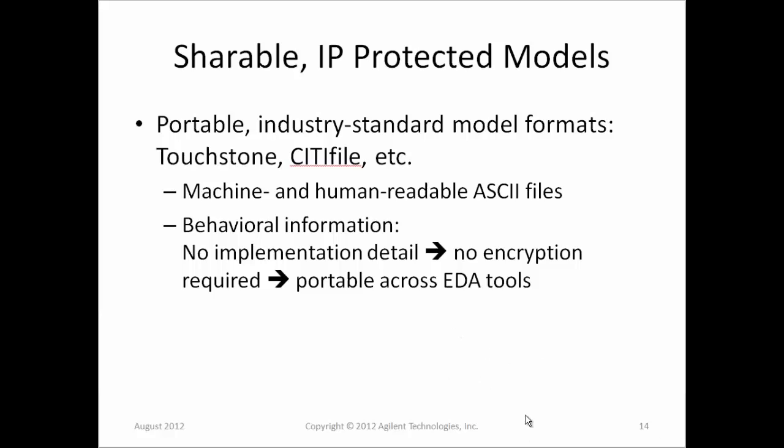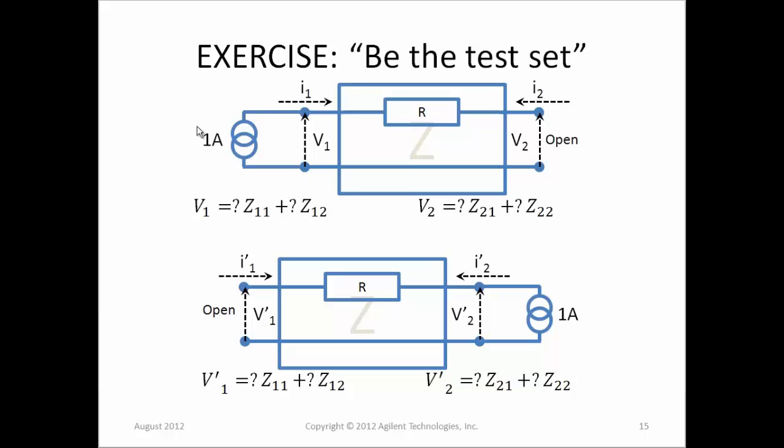Well, there are a couple of problems. Let's explore why we don't use Z parameters very much. So I want you to be the test set again. This time I want you to do a series R and try and calculate the Z parameters for a series R. Just pause the video and try to do that.